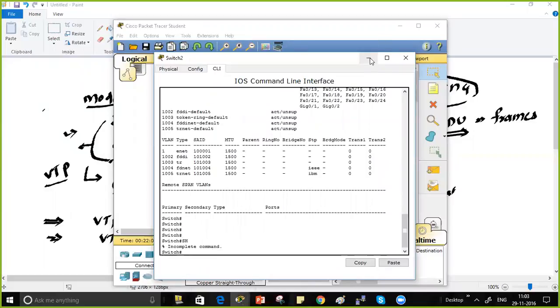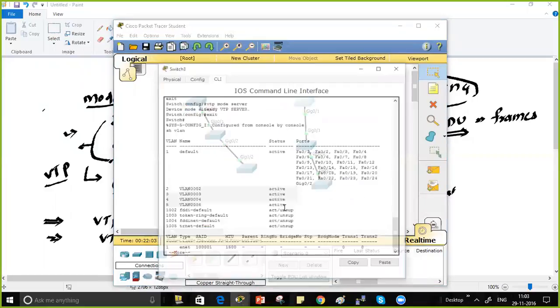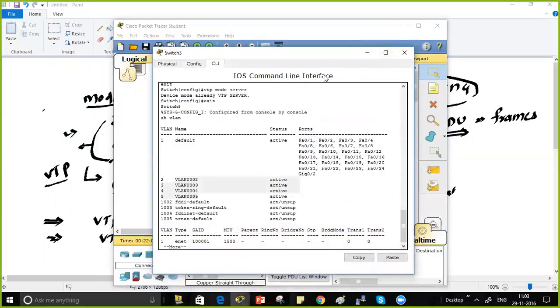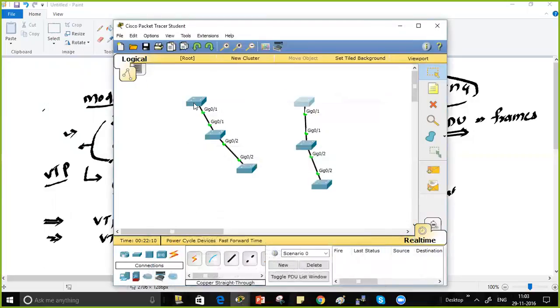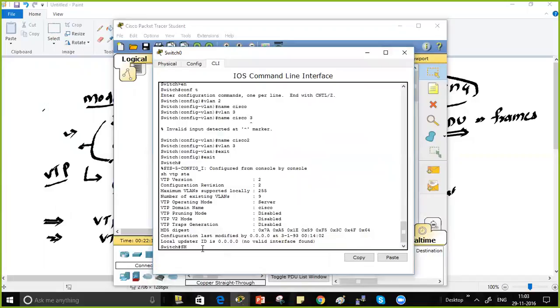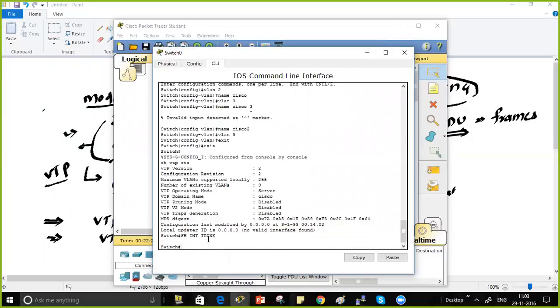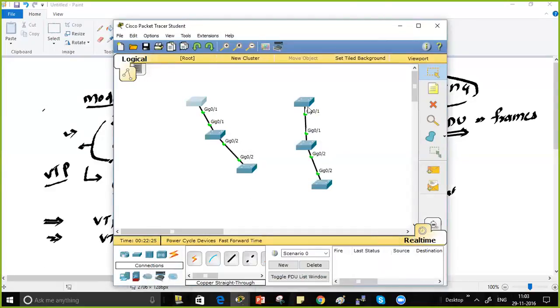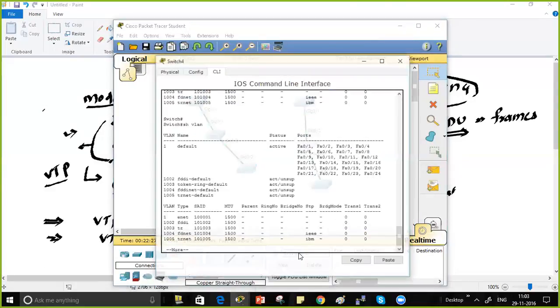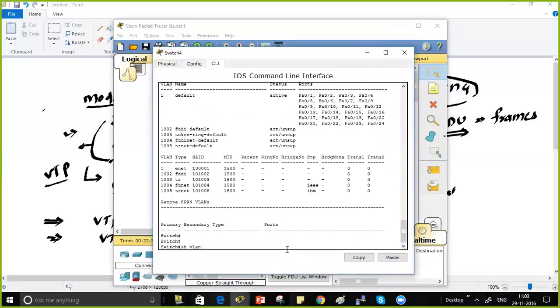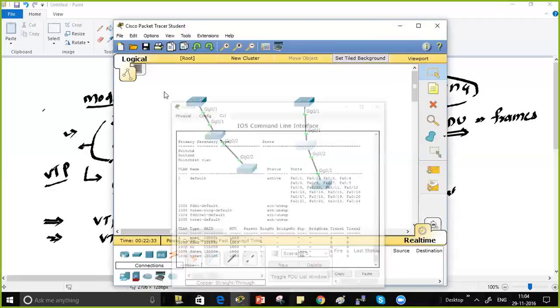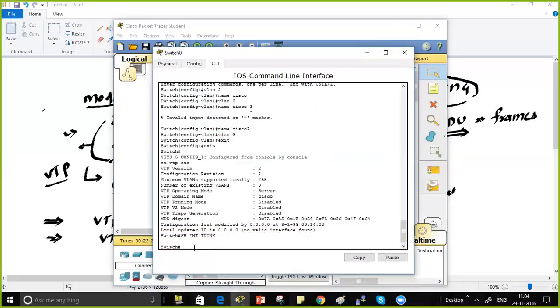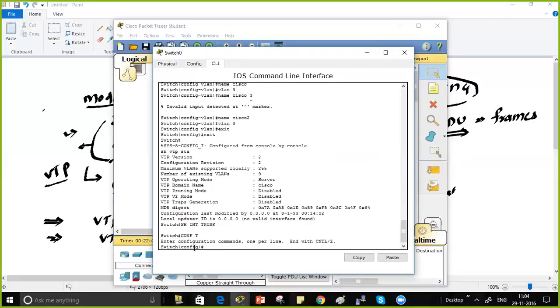did I configure trunk ports here? I did not configure trunk ports here. Here I configured trunk ports, but not on the first one. In this one, I did not configure any trunk port, right? That is why it is not sending this information.